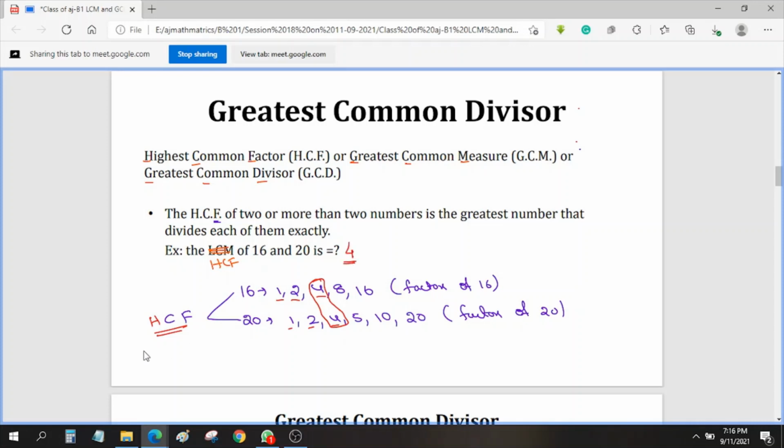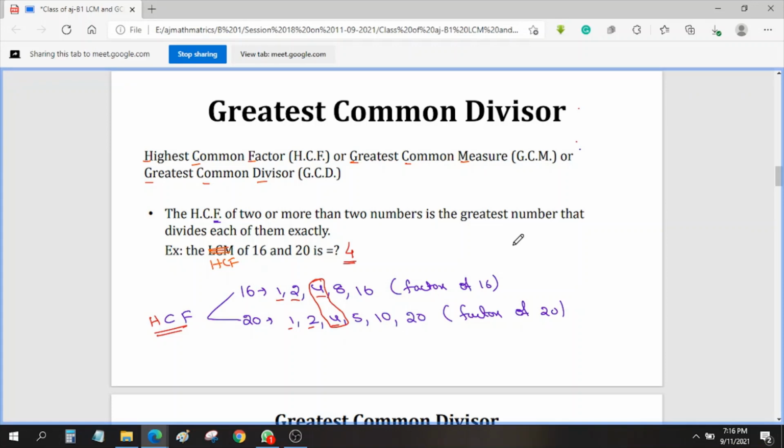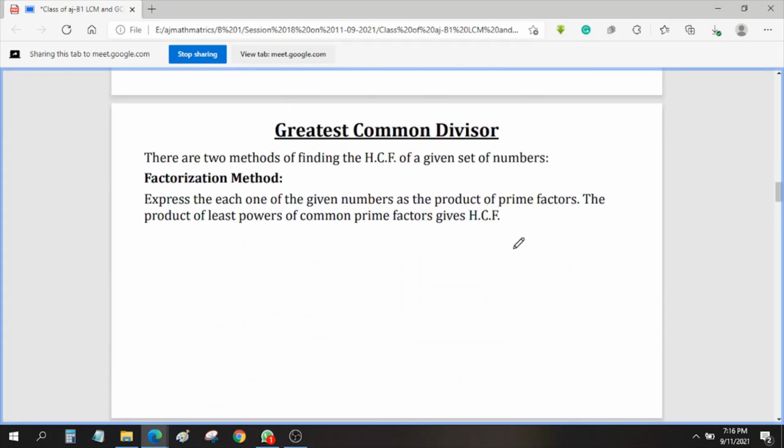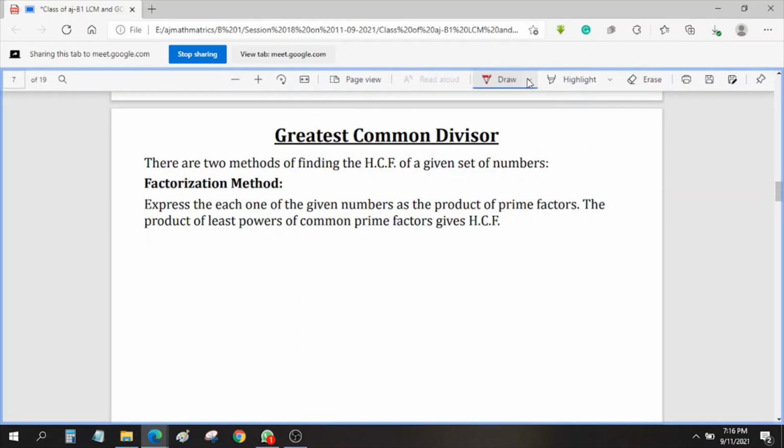This is one elaborative method to find the greatest common factor, or the greatest common divisor, or the highest common factor. Now we'll have two more methods here. Again, we have the same factorization method. So what is the factorization method? Again we'll do the same.